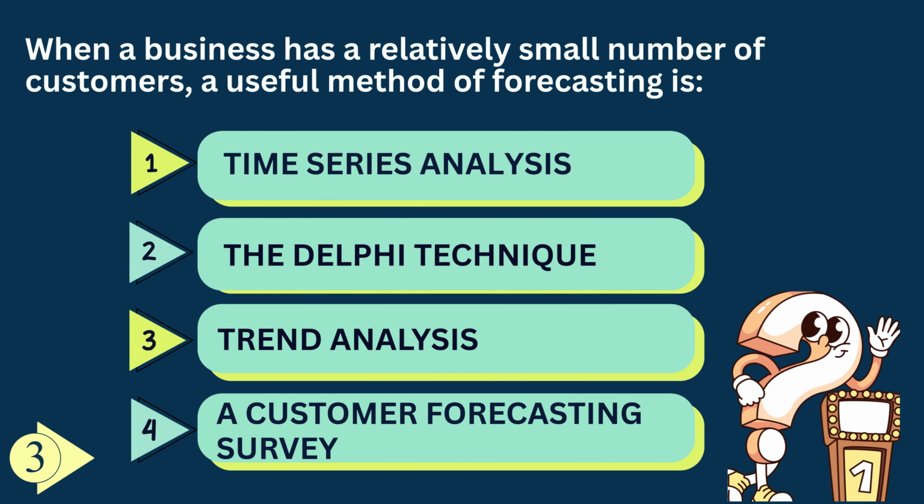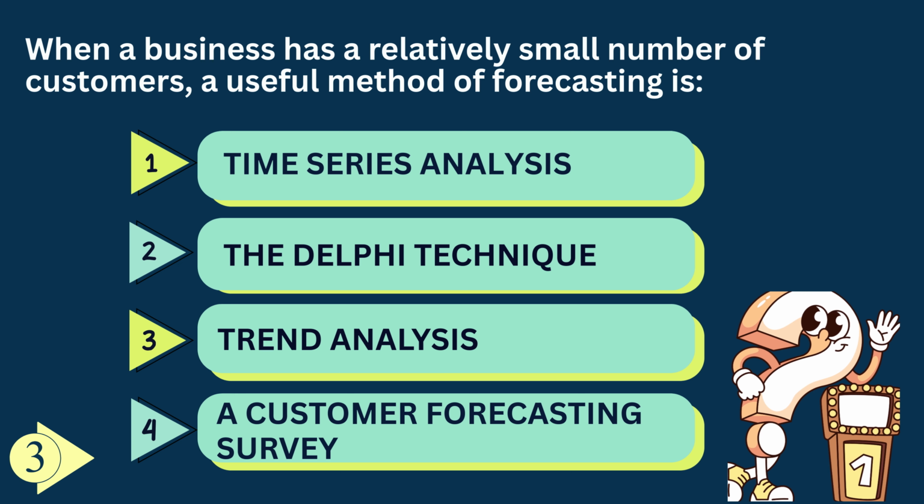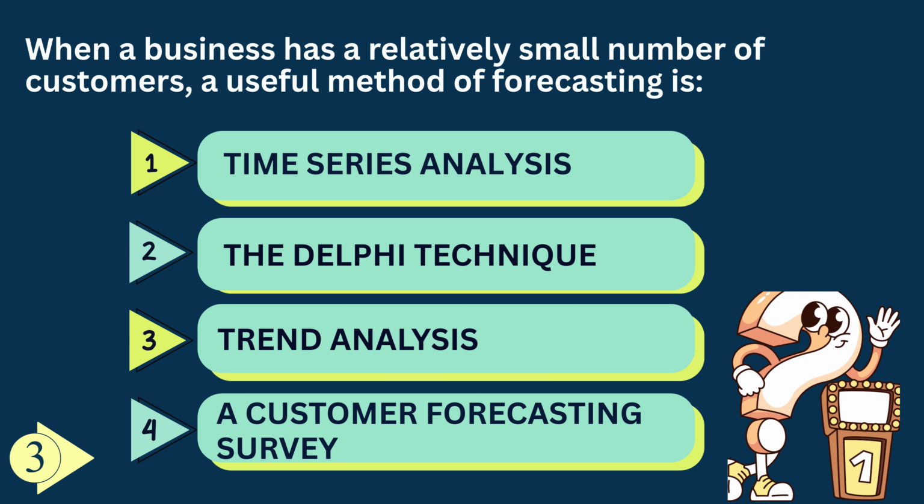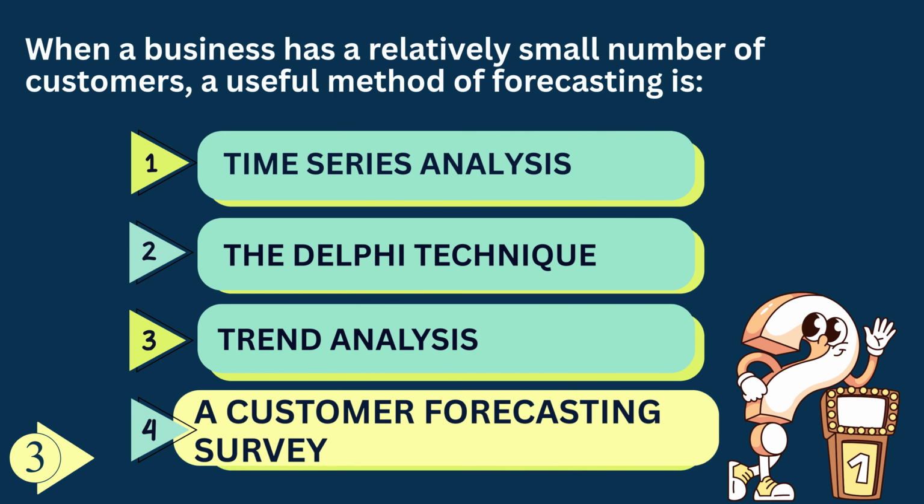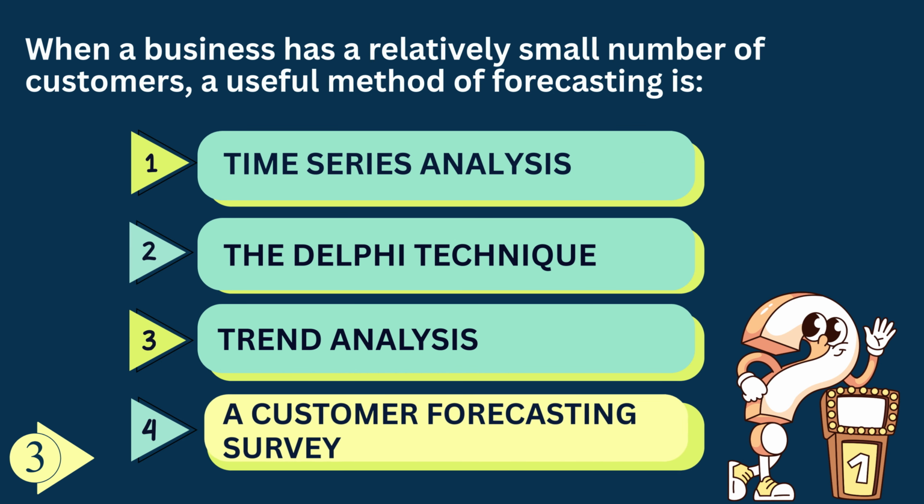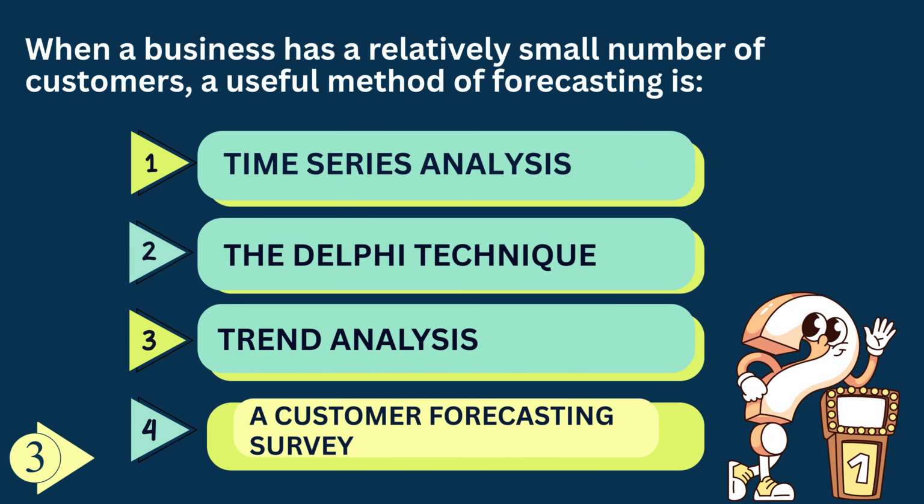When a business has a relatively small number of customers, a useful method of forecasting is: option 1, time series analysis; option 2, the Delphi technique; option 3, trend analysis; and option 4, a customer forecasting survey. And the correct answer is option 4, a customer forecasting survey.